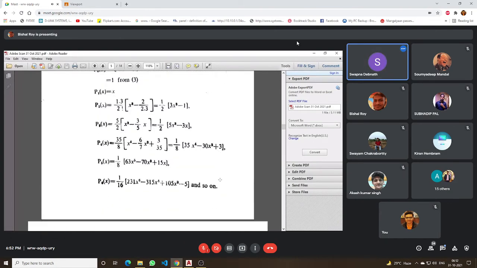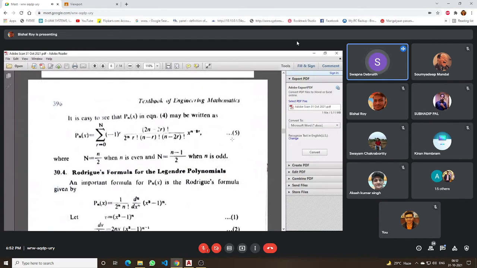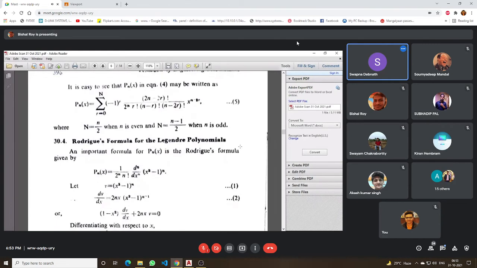Pn(x) can be written, not this one. Yes, this is the main formula Pn(x). This is the series form of the Legendre polynomial. What is that? Summation r is equal to 0 to capital N. You have to remember this, you have to memorize this formula: minus 1 to the power r, factorial 2n minus 2r, divided by 2 to the power n factorial r, factorial n minus r, factorial n minus 2r, x to the power n minus 2r. This is the series form of Pn(x).